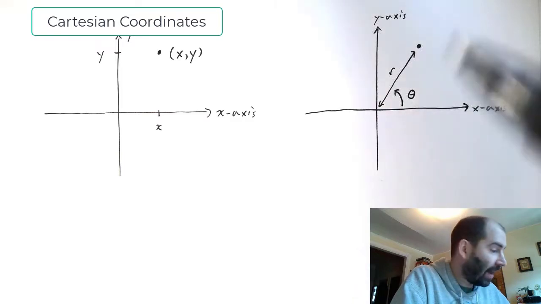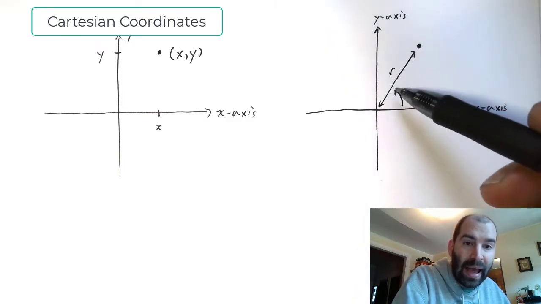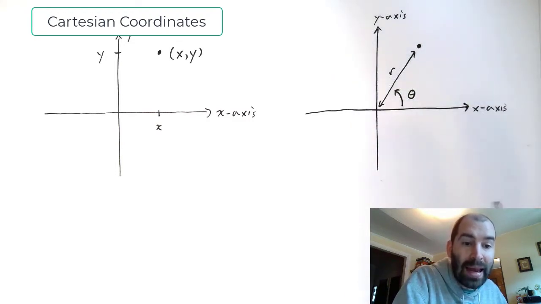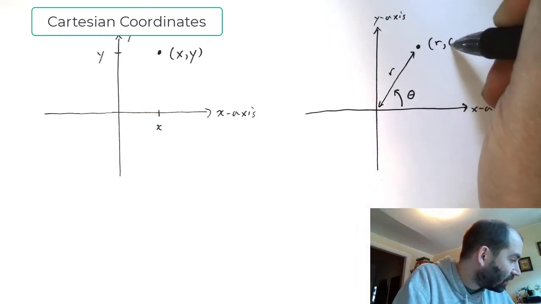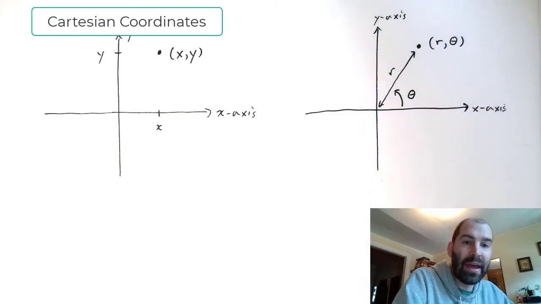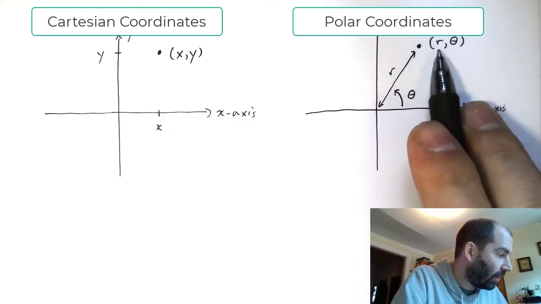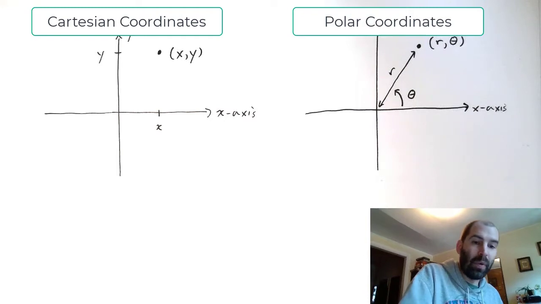Now, the distance that a point is from the origin and the angle from the positive x-axis, I can use that to describe the position of any point in space. So these are valid coordinates that I could use. And so I could label my point r, theta. And these are called polar coordinates. So we're still using just a pair of numbers, but those numbers are interpreted in a very different way.